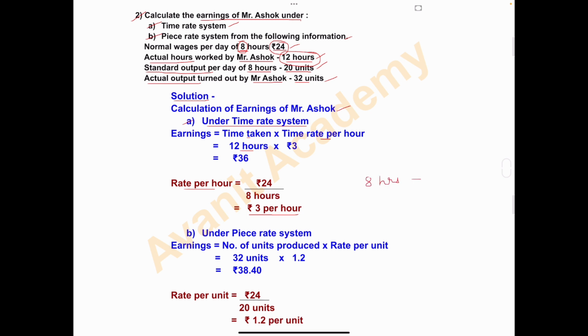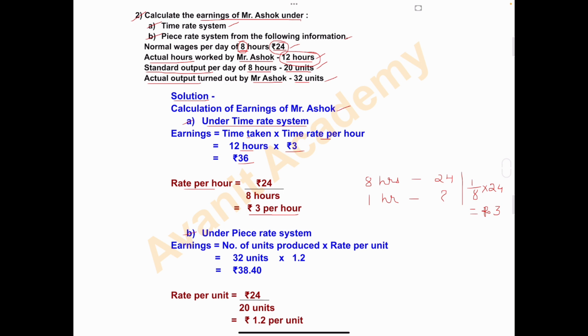8 hours wages is 24 rupees. For 1 hour, how much do we have to calculate? So the calculation is 1 divided by 8 into 24. So the answer is rupees 3 per hour. Right, here time rate per hour is rupees 3. 12 into 3 is rupees 36. So under time rate system, Mr. Ashok earning is rupees 36.